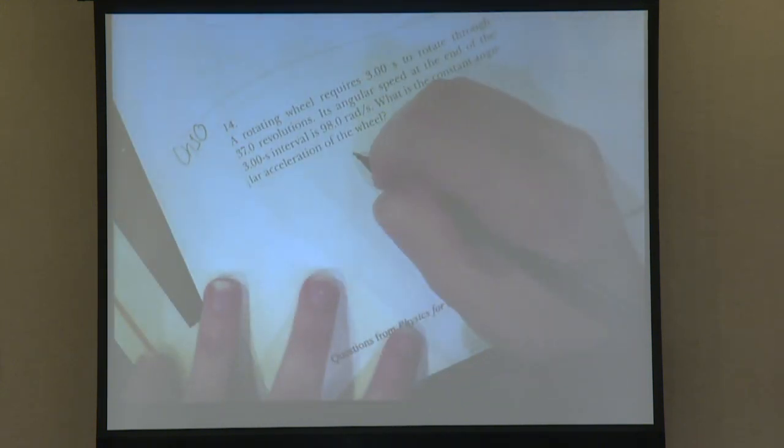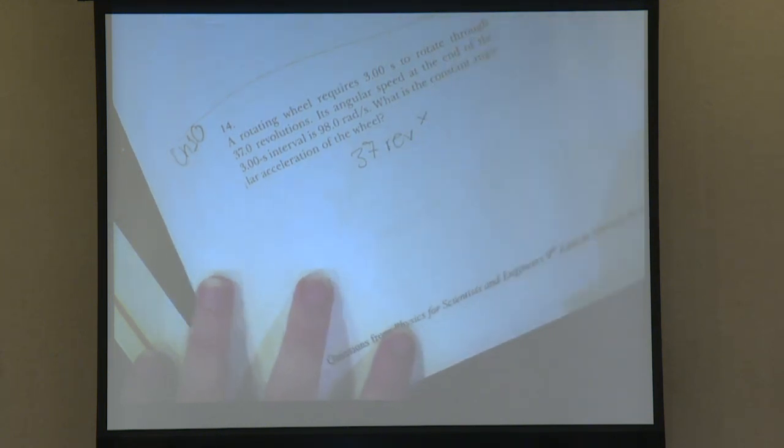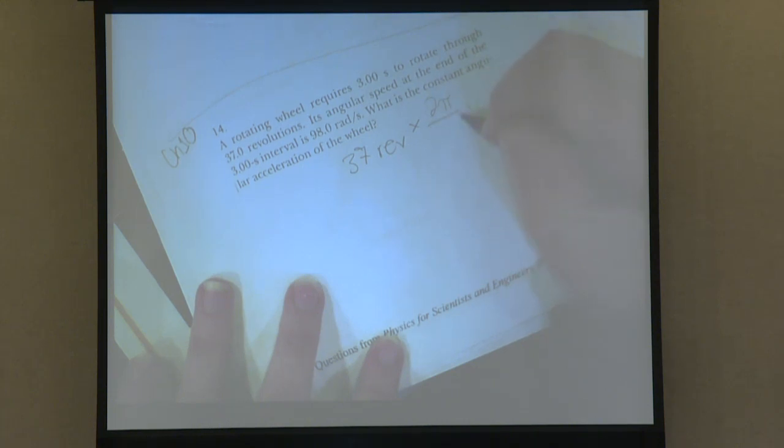Okay, so a rotating wheel requires 3 seconds to rotate 37 revolutions. Its angular speed at the end of 3 seconds is 98 radians per second. So we want to know the constant angular acceleration, which it's telling us that it's accelerating and it's accelerating constantly. So that means that our angular velocity is going to be changing, right? So the first thing we want to do is convert our revolutions to radians. So we have 37 revolutions, and there's 2 pi radians in each revolution.